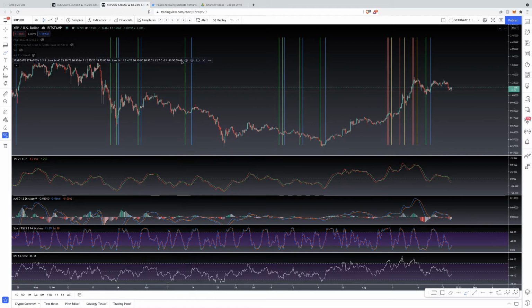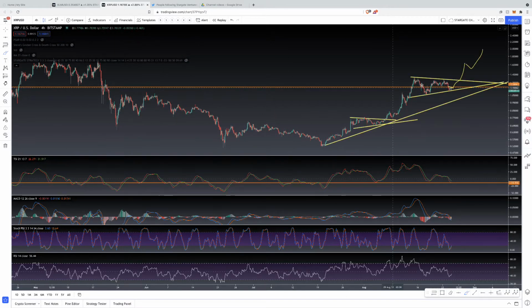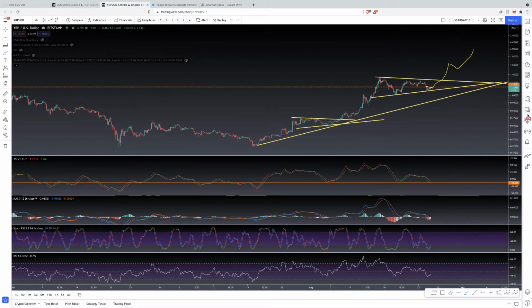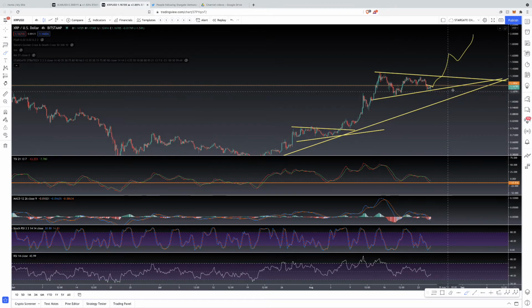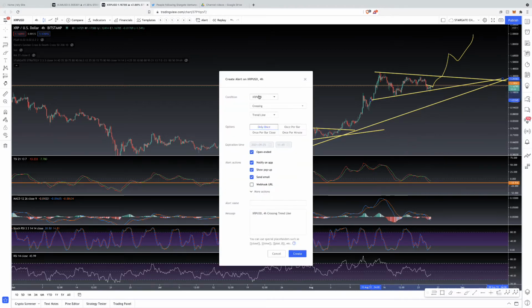I'm going to turn off the indicator for a sec. You can see that if you do a trend line right there, you can actually set an alert for a trend line. So we have this bottom trend line right here. I can right click on it, add alert on trend line.